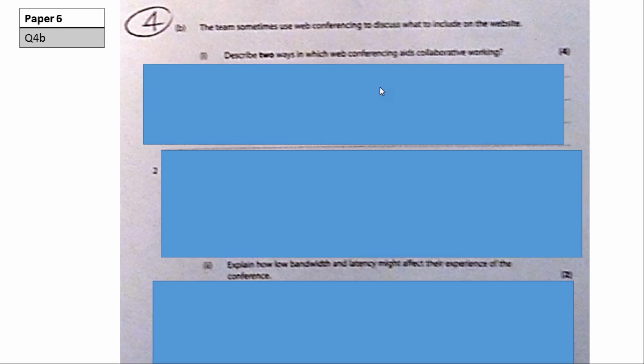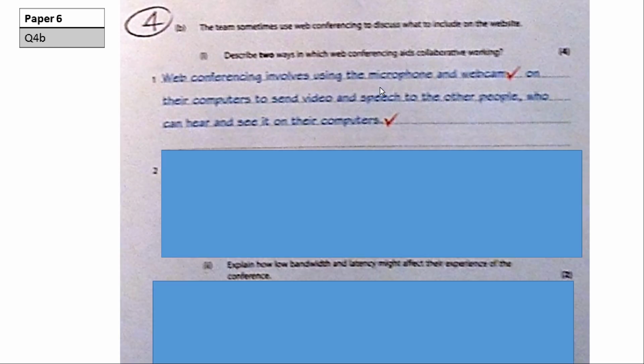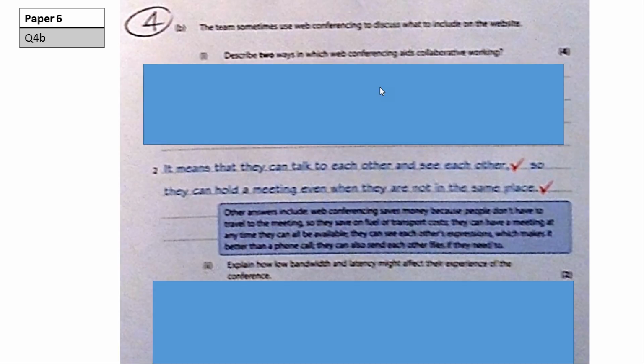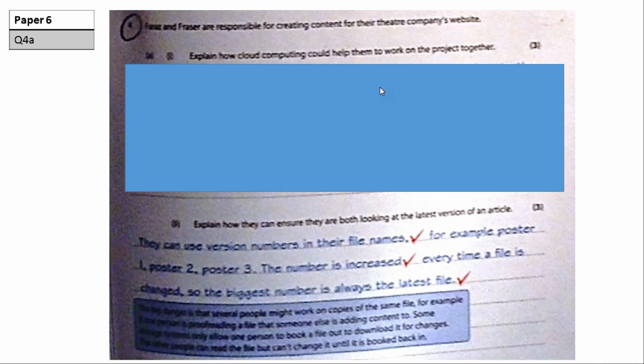The team consists of web conferencing to discuss what to include on the website. Describe 2 ways in which web conferencing aids collaborative working. Okay, so microphone, webcam, seeing people, sharing, and some pretty obvious ones. What was the next question? Oh, there's 2 ones. Oh, I see what I've done.